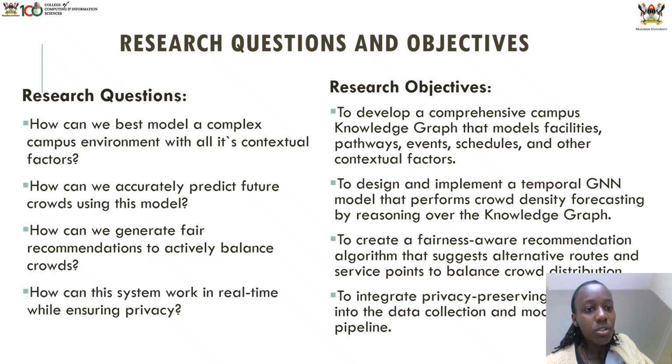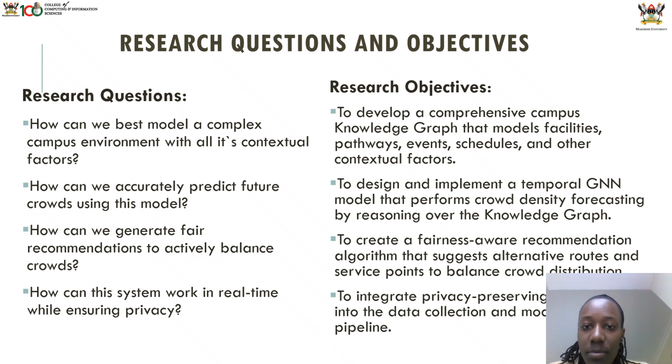Our research questions are basically: how can we best model this in a complex campus environment? How can we accurately predict these crowds using our model? How can we fairly generate recommendations to actively balance these crowds? And how can the system work in real time while ensuring that data is kept private?